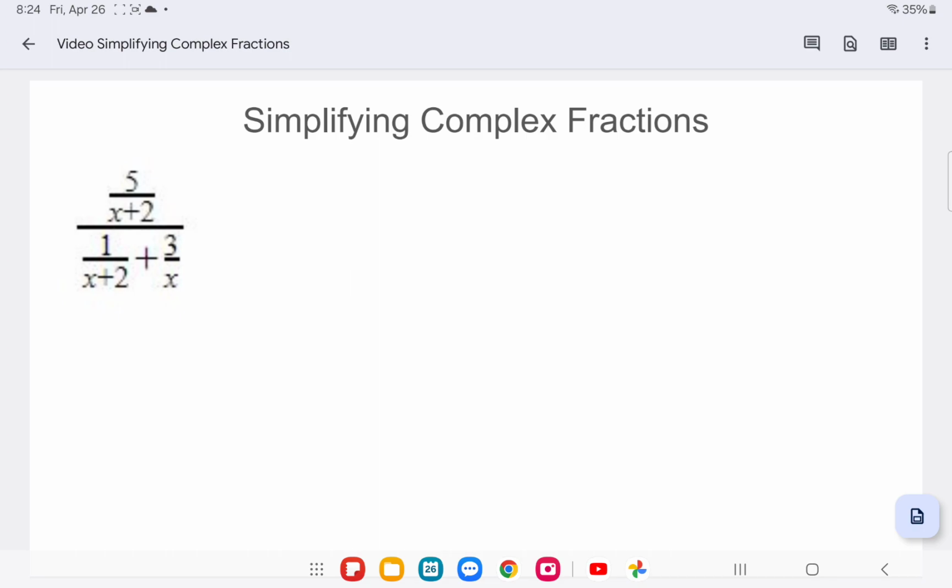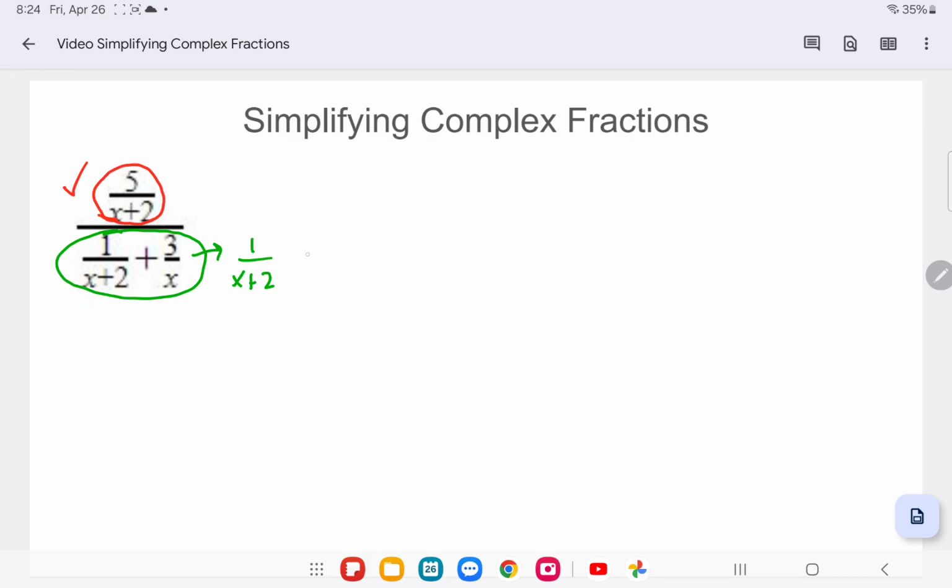So your first step for simplifying a complex fraction is we only want there to be one fraction in the numerator, and in this case there is only one fraction in the numerator, and we want only one fraction in the denominator. But in this case we have two fractions in the denominator. So before we can simplify this complex fraction, we first have to simplify the denominator. So to simplify this denominator, we need to get a common denominator within the denominator so that we can combine those two terms together. So ignore the numerator for a second here.